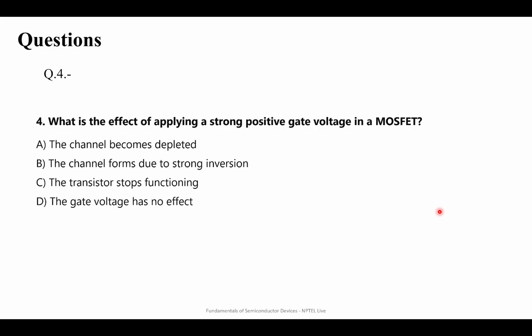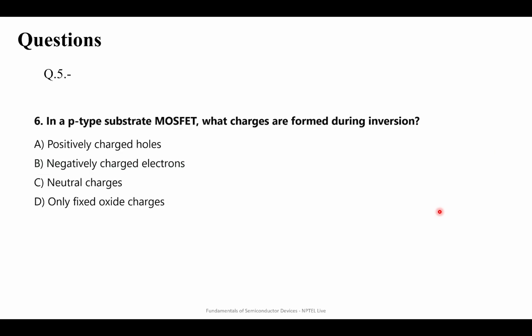And what is the effect of applying a strong positive gate voltage in a MOSFET? The channel becomes depleted, the channel forms due to strong inversion, the transistor stops working, the gate voltage has no effect. A channel formed due to strong inversion. That is correct.